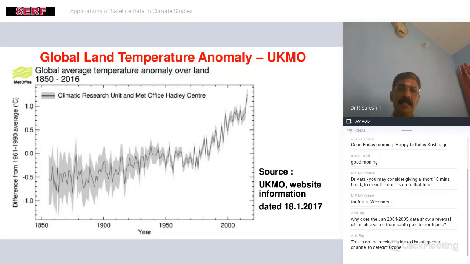The land temperature as published, I am giving all the references also. UKMO, that is the website information. This is on 2017 January 18, and the previous slides also you can very well take from their own site. UKMO is a well-recognized authority, so probably we have to depend on whatever they are saying. Here you can see the land temperature anomaly. Just for your information, somewhere from 1997 to 2005 it is varying between 0.52 and 0.42, which data I am going to present in the next few slides as well.